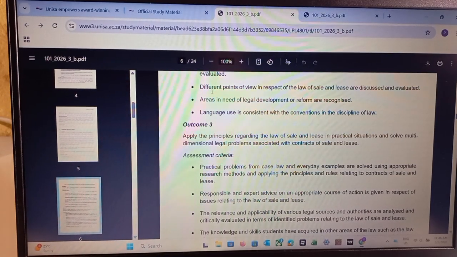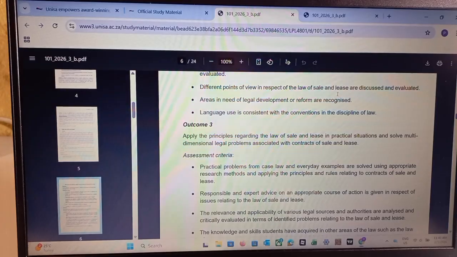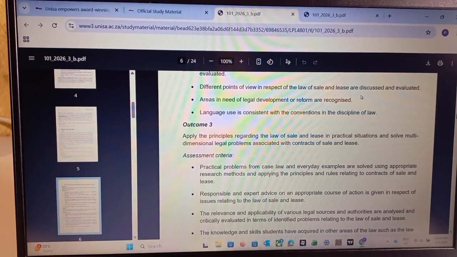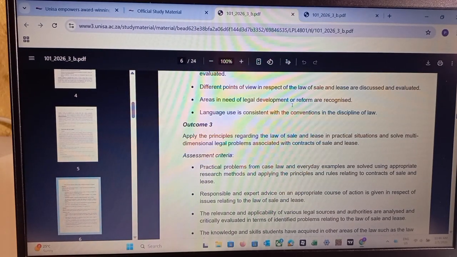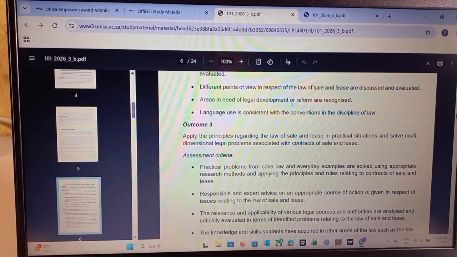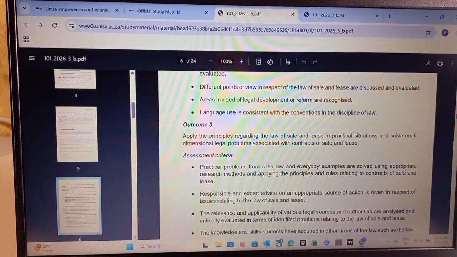The next point, different points of view in respect of the law of sale and lease are discussed and evaluated. Then areas in need of legal development or reform are recognized. The next point, language use is consistent with the conventions in the discipline of law.